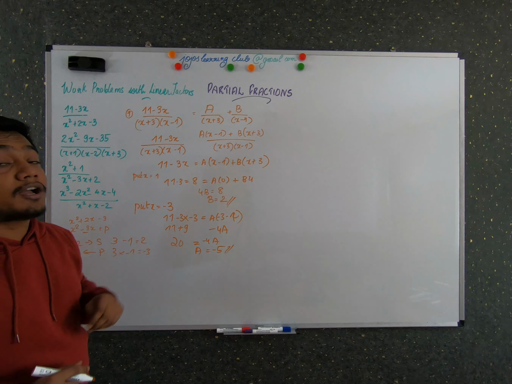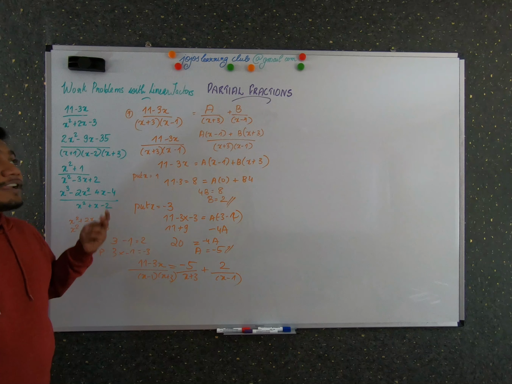Now you can change your term into partial fractions. Let me write that: minus 5 by (x plus 3) plus, and the value of B is 2, so 2 by (x minus 1). So we have resolved this algebraic expression (11 minus 3x) by (x minus 1)(x plus 3) as minus 5 by (x plus 3) plus 2 by (x minus 1). It's very easy, right?